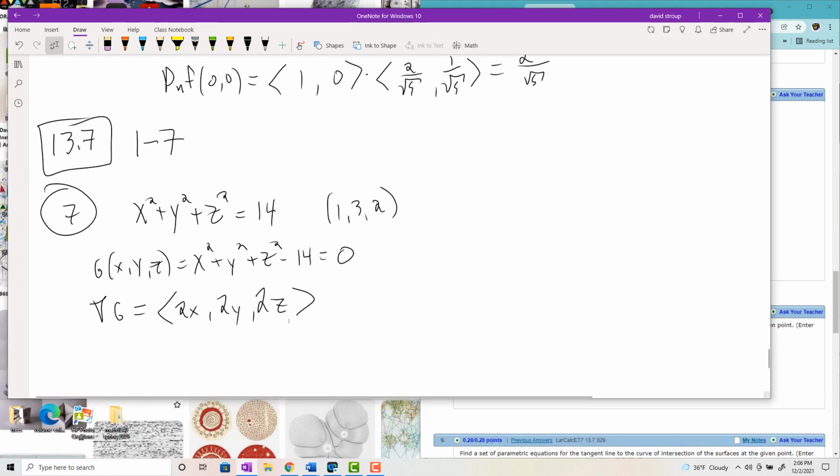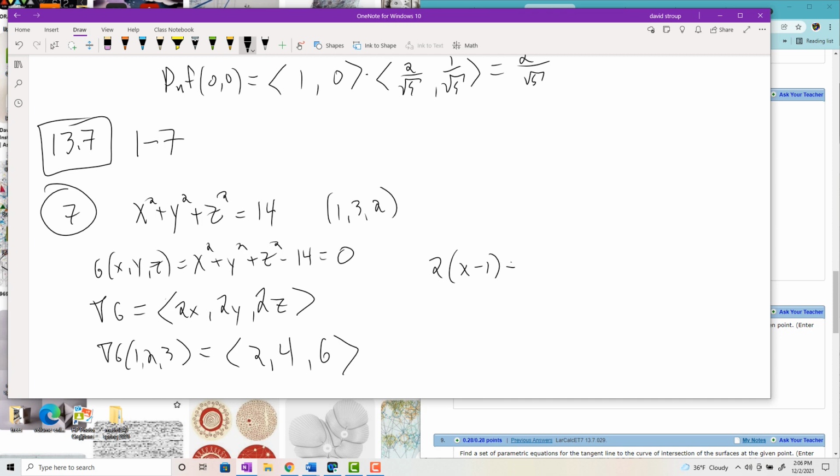So for the tangent plane, you just basically have to put the point into the gradient, and you're going to get (2, 4, 6), and then use the point along with the gradient as the normal vector. So 2 times (x minus 1) plus 4 times (y minus 3) plus 6 times (z minus 2) equals 0. Okay. It's no big deal.